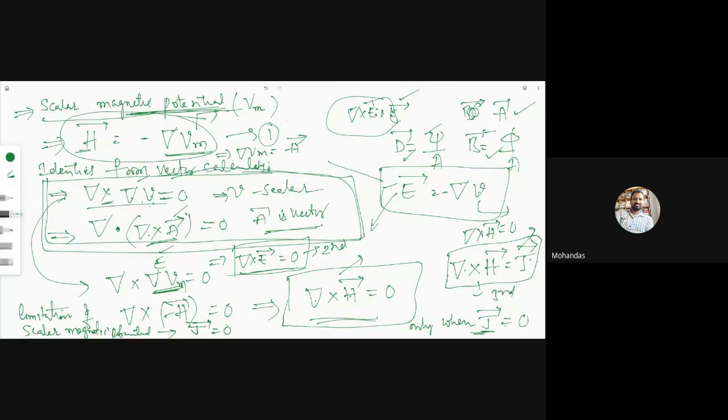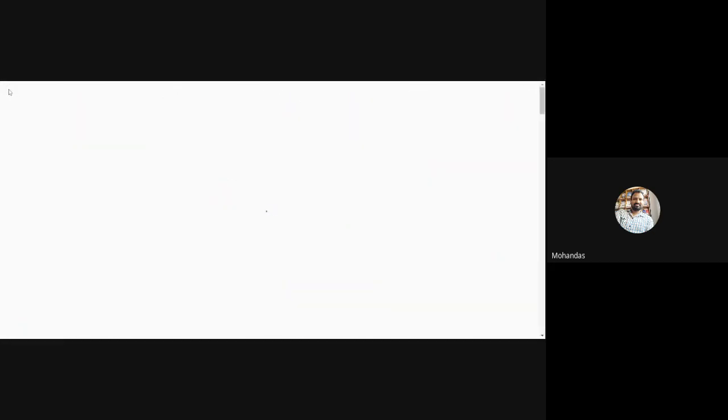And one more thing, can you guess what are the units of this scalar magnetic potential Vm? Anybody can guess? From this equation only you can derive. H equal to minus del Vm, where Vm is the scalar magnetic potential. It can be defined only when J equal to 0.